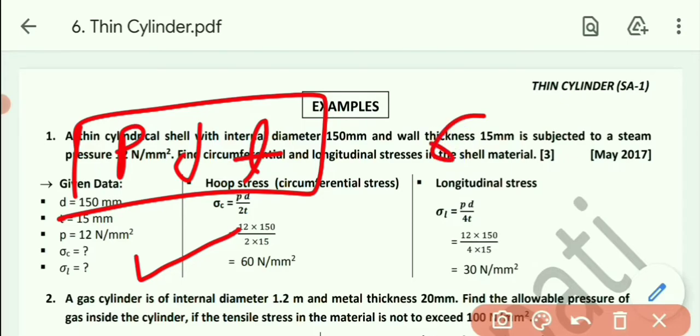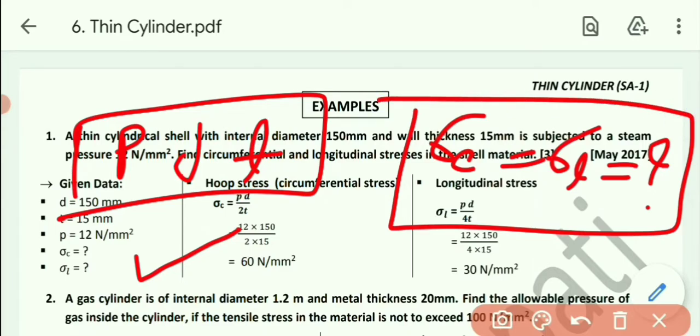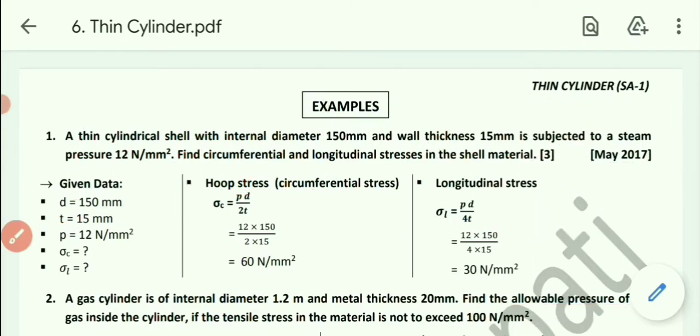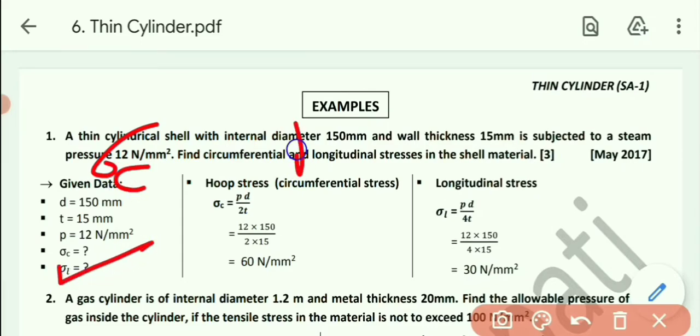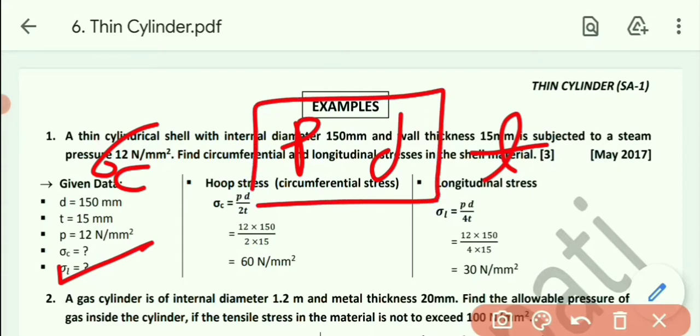Okay, and we need to calculate sigma c as well as sigma L. So these are the values which need to be calculated. While in examples number 2, 3 or 4, sigma c is given to us in the data. And out of the other three terms, P, D, T, any two terms will be given to us, and we need to calculate the third one.